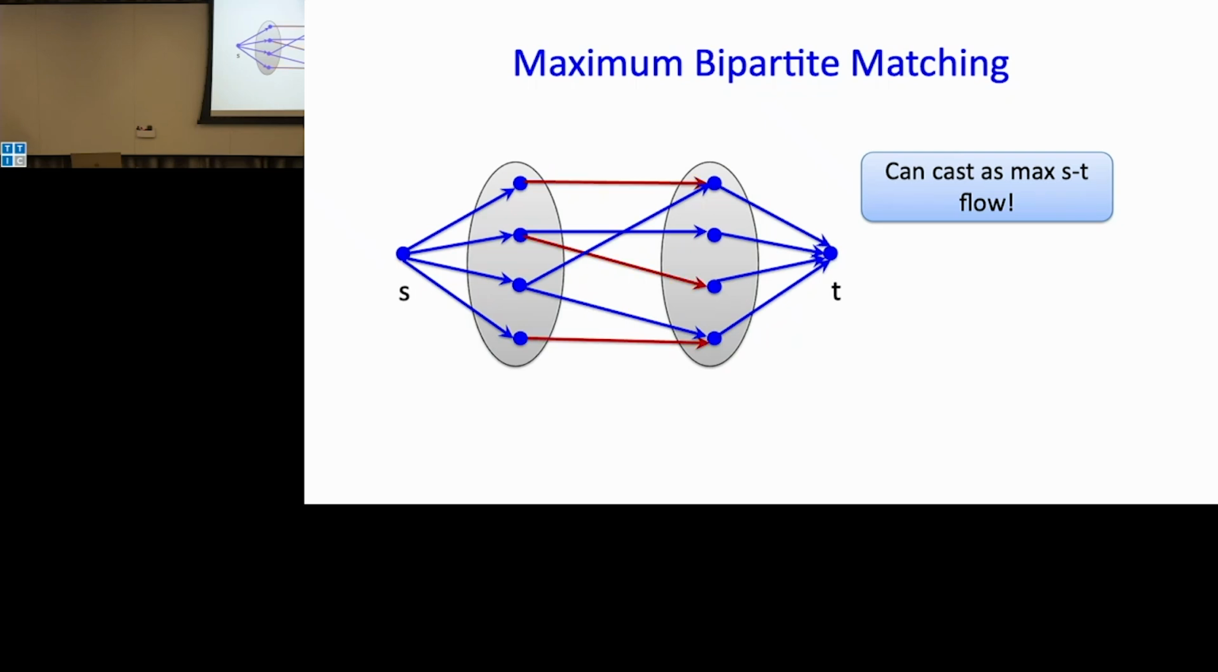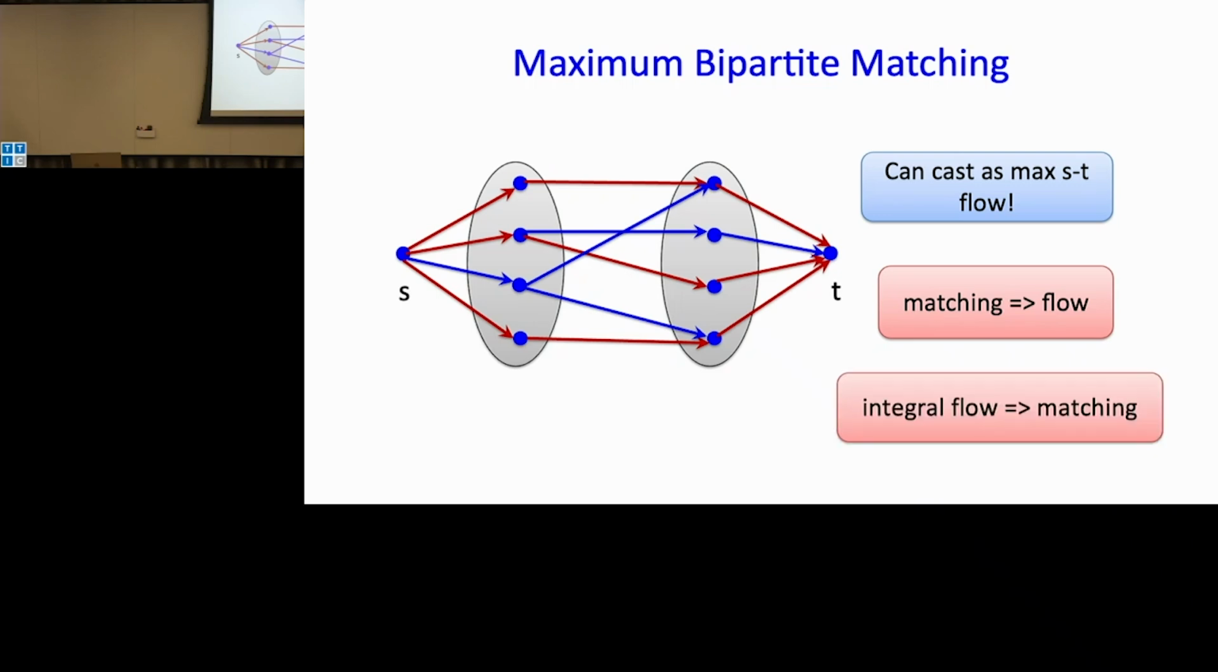Why? Because if you take any matching, you can just extend it to a flow of the same value. Here the red edges carry 1 flow unit and blue edges carry 0 flow units. And the other direction is also true. Whenever you get an integral flow, so every edge carries 0 or 1 flow units, you get a matching because you just take these edges in the middle that are red into your matching and you're done.